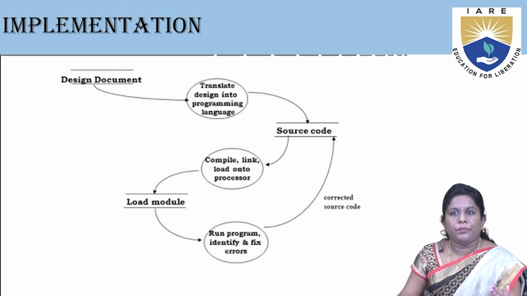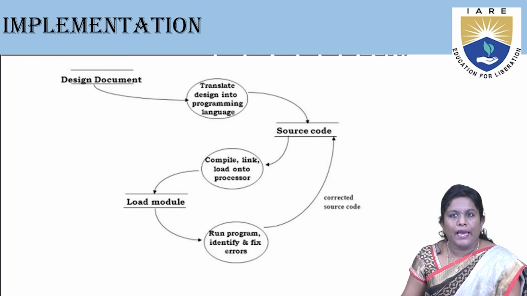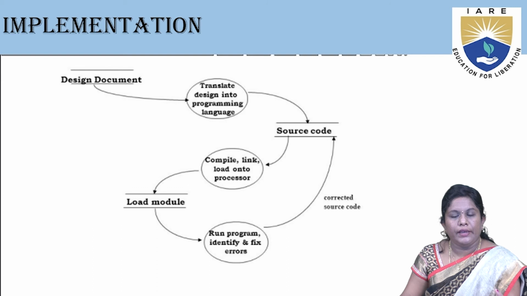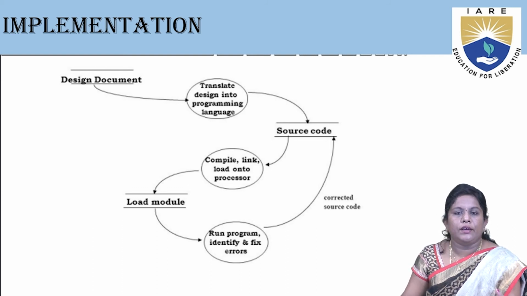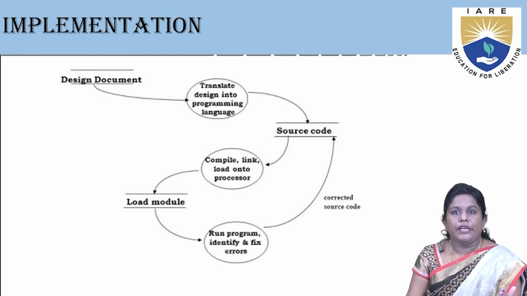So implementation is a process where you translate design into a programming language and then generate source code. You compile, link and load it to the processor. Then you run that particular program, identify errors, fix those bugs or errors, and then receive a corrected source code. So this is the next phase of software engineering, just after programming.